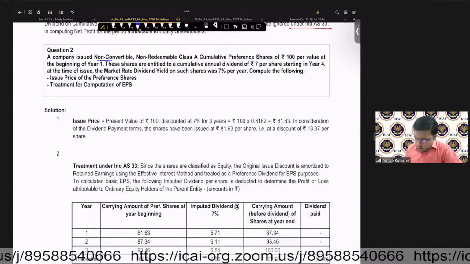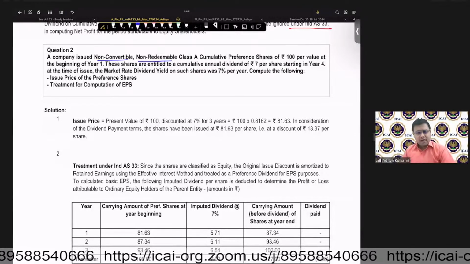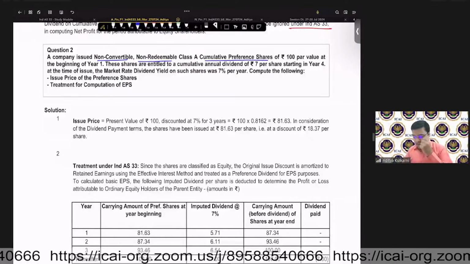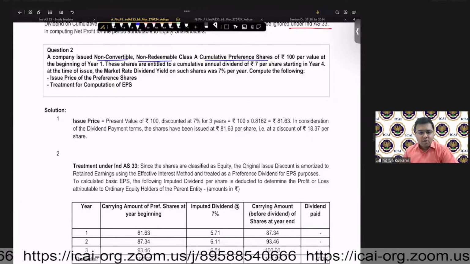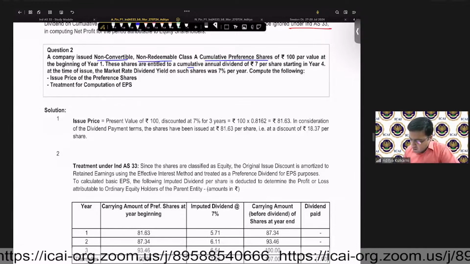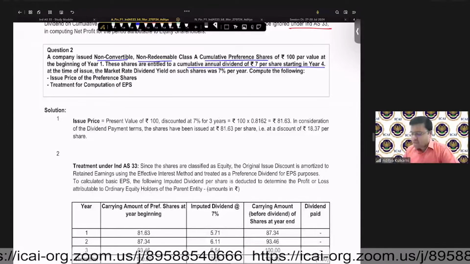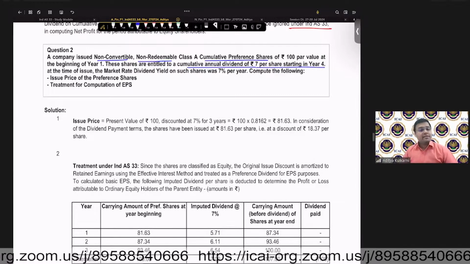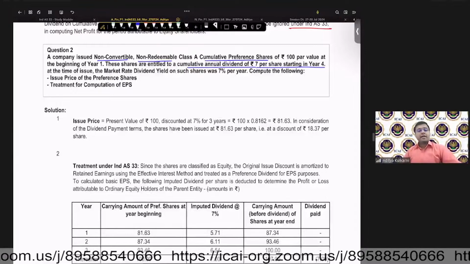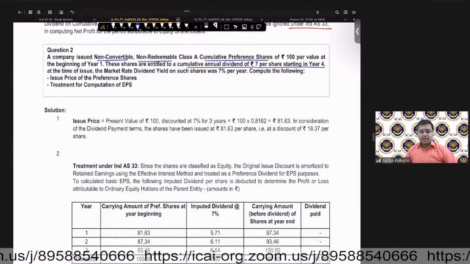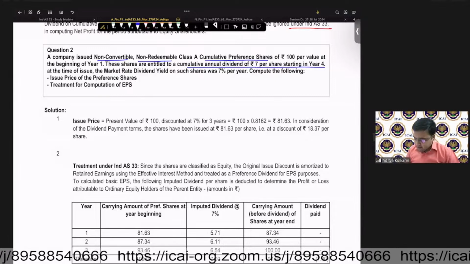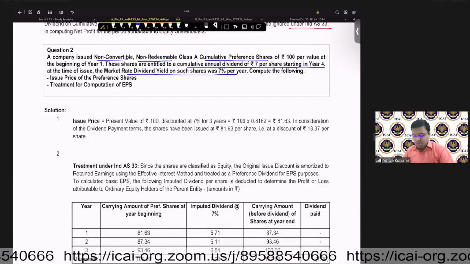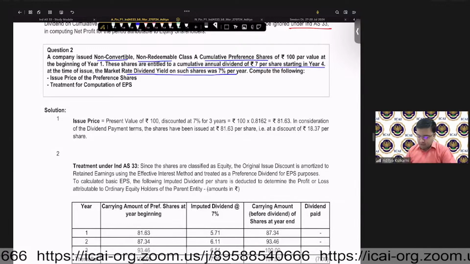Company issued non-convertible, non-redeemable, Class A cumulative preference shares of rupees 100 par value at the beginning of year 1. These shares are entitled to a cumulative annual dividend of 7 per share starting in year 4. That means years 1, 2, and 3, are you going to get dividend? Answer is no, 0 dividend. Then you are going to get 7 rupees per share. At the time of issue, the market rate dividend yield on such shares was 7% per year. So compute the following: issue price of preference shares and treatment for computation of EPS.